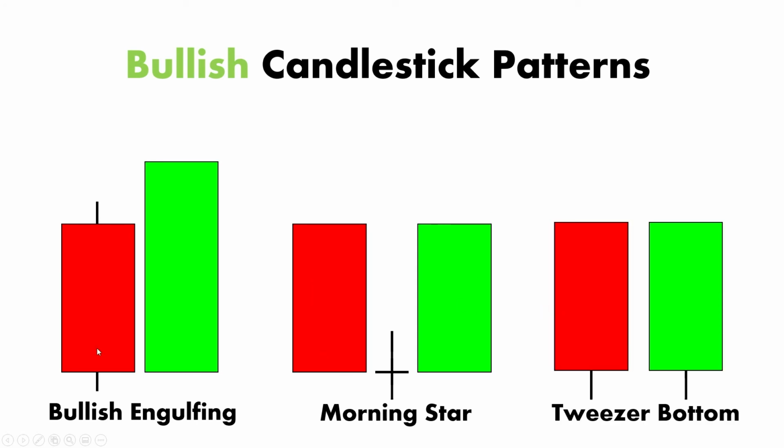And the third one is tweezer bottom. This one is very straightforward because you can see the 2 wicks at the bottom, right? So the price was pushed down by the sellers, but the buyers managed to reject it a bit. And on the second candle, they rejected it enough to push the price back up. So this is another example of a bullish candlestick pattern that shows that the price action is reversing.